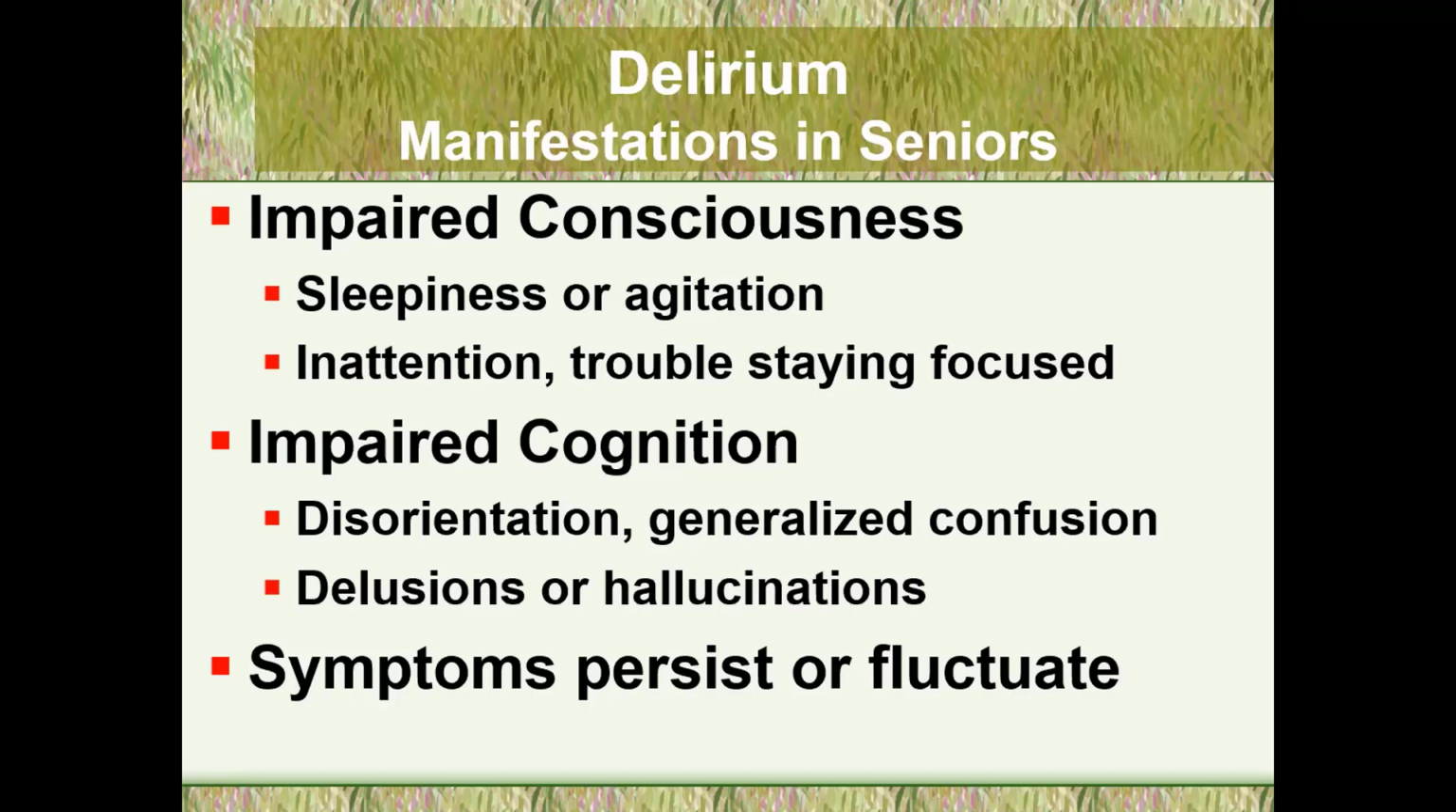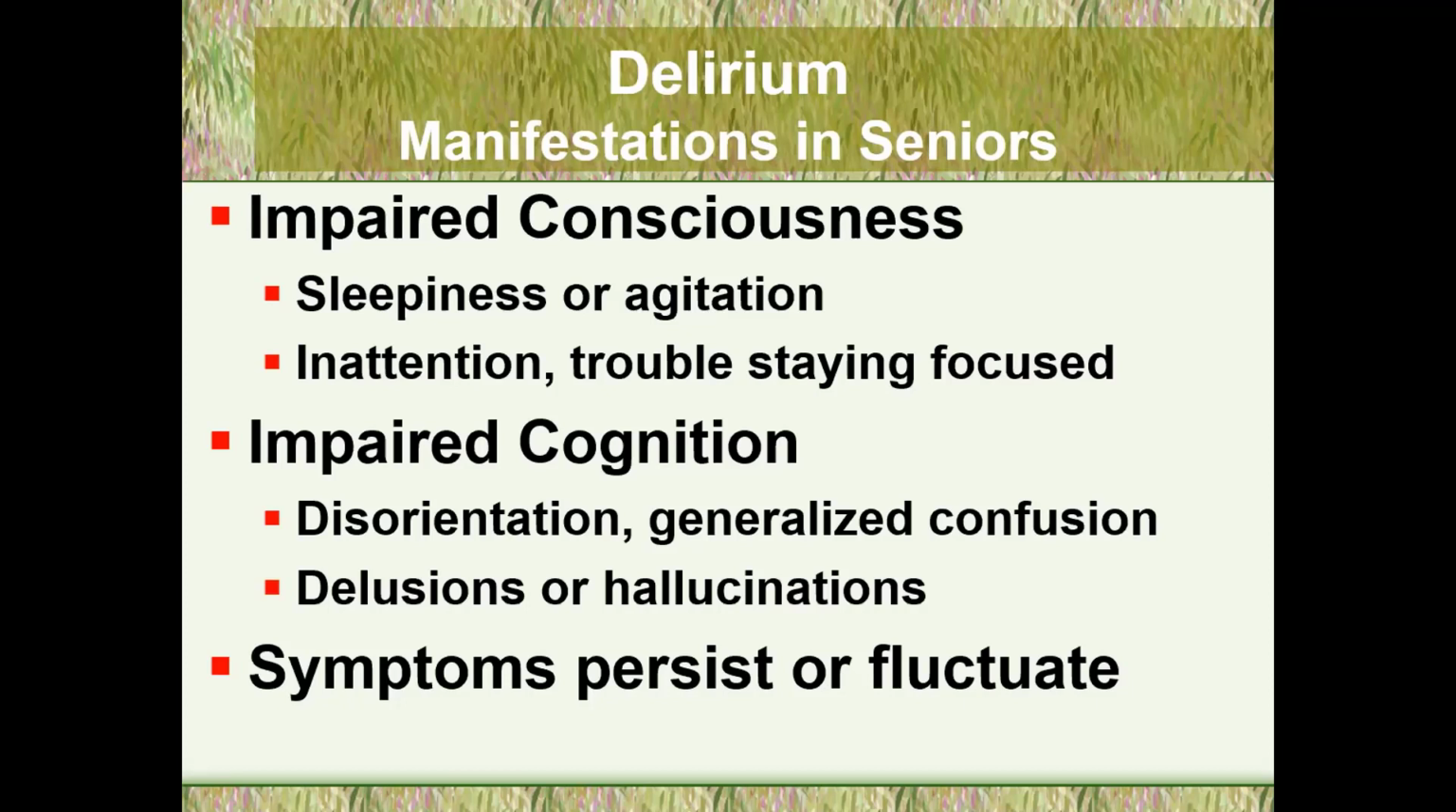They also have trouble staying focused. They have inattention. They just can't stay on subject. So delirium is characterized by impaired consciousness as well as impaired cognition. So there's an area of overlap between delirium and dementia. And important to remember, and particularly when I'm speaking to medical audiences, I really stress the fact that older adults with delirium can have persistent delirium, or it fluctuates.